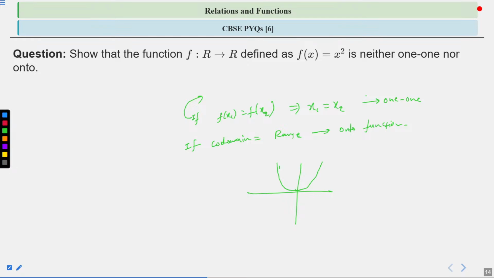So if you can draw any line parallel to the x-axis, and it is cutting the curve at more than one point, then we can say that the function is not one-one, but it is many-one, right? And if it cuts at only one point, then we can say that the function is one-one, right? Okay. So in this way, you can try to think about this question. You have 10 seconds to solve or think about this question. After that, we will discuss the solution part, right?